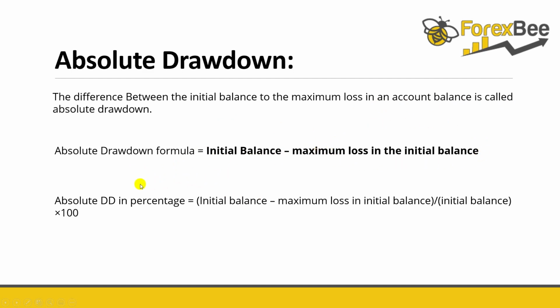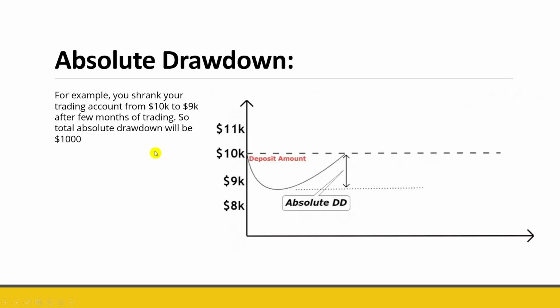And as I said, first we calculated this in percentage. In order to calculate the absolute drawdown in percentage, what we can do is subtract or use this, divide it by the initial balance, and then multiply it by 100 in order to get the percentage. So let me just go to the next slide.